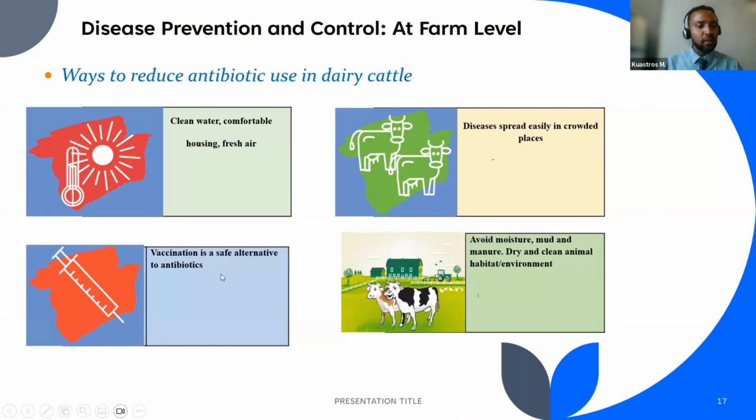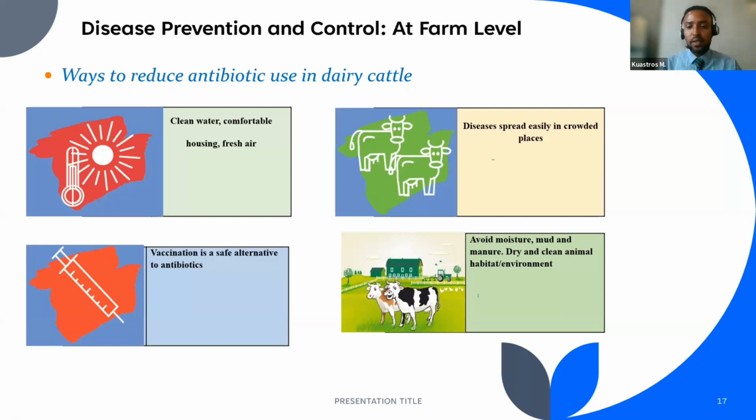We can use vaccination as an alternative to antibiotics when we regularly vaccinate animals by really respecting the vaccination calendar. For example, for farmers, most of the time, it is known when the disease happens. Some of the diseases occur seasonally, so we can vaccinate before the animals acquire infection. So vaccination is another good strategy to reduce antibiotic use by preventing infection.